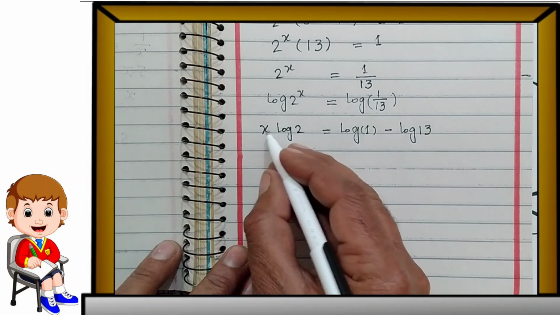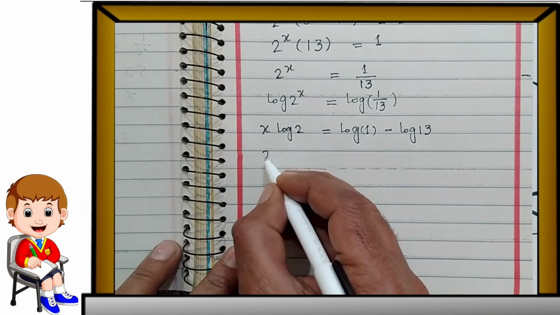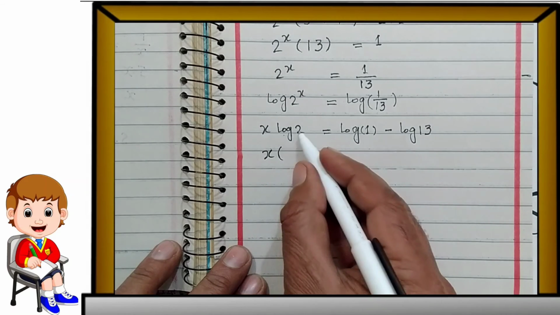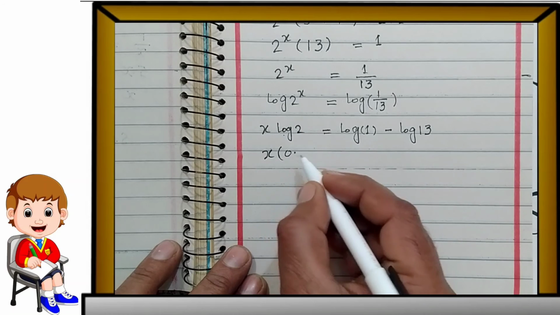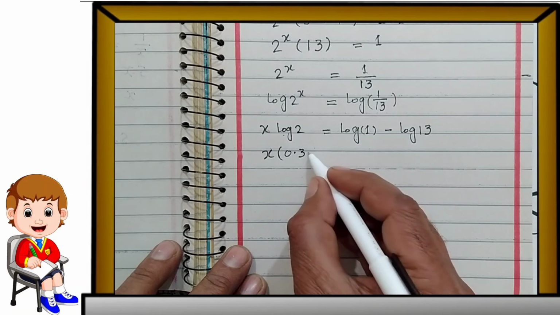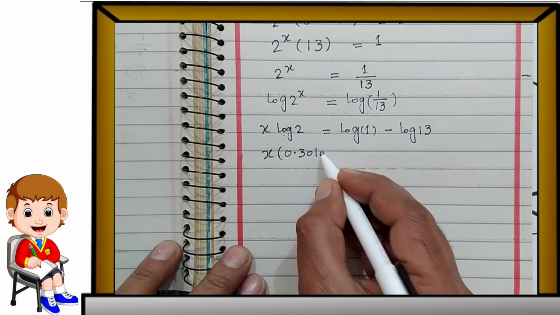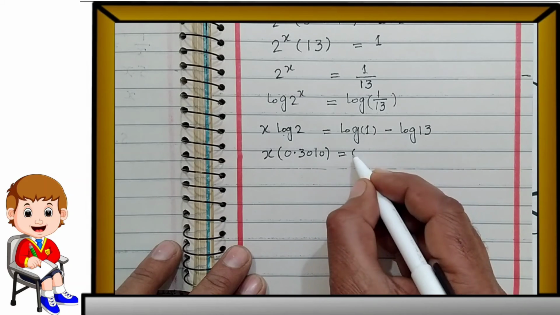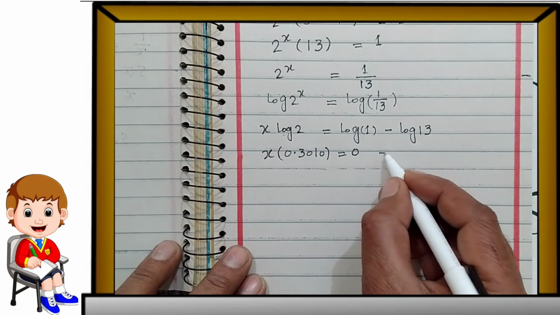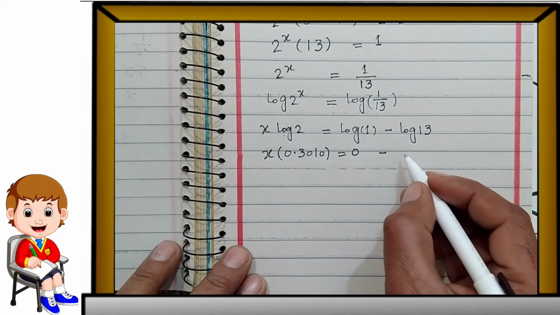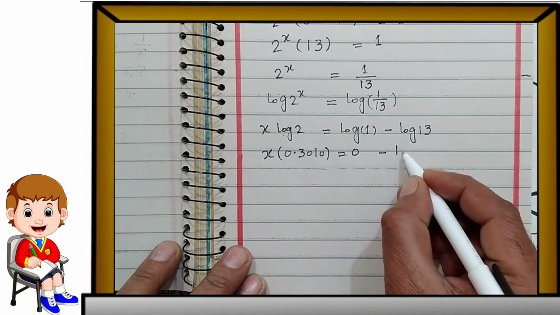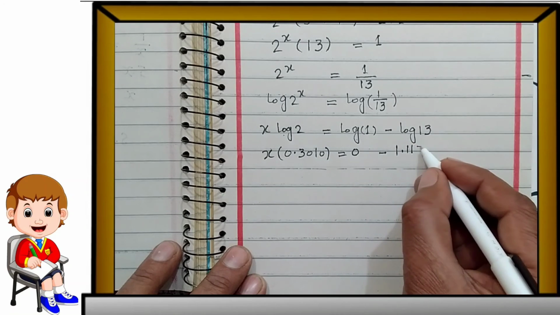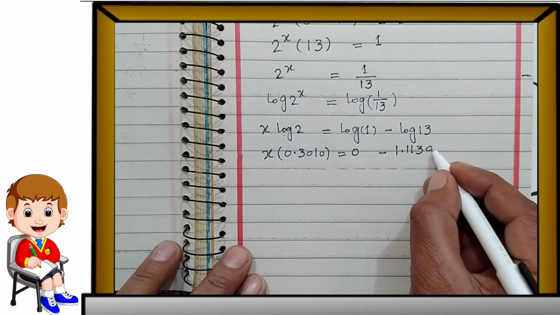Now with the help of calculator, x is as it is, and log of 2 is equal to 0.3010, and on the right side log 1 is equal to 0 and minus log 13 is equal to minus 1.1139.